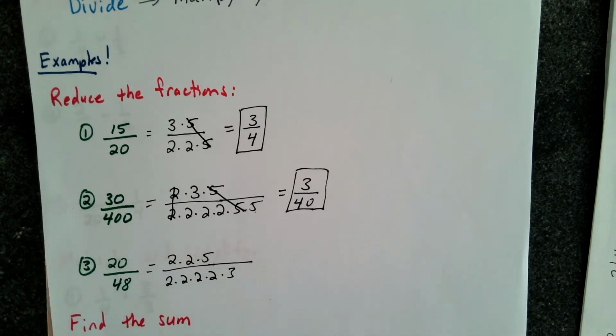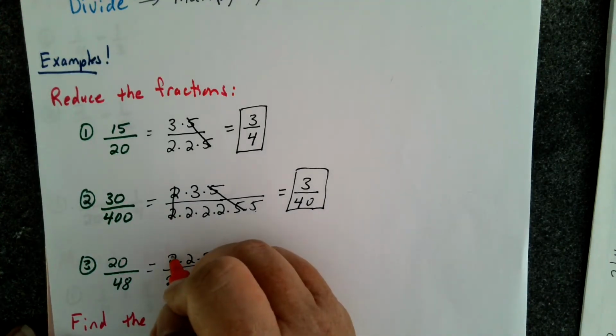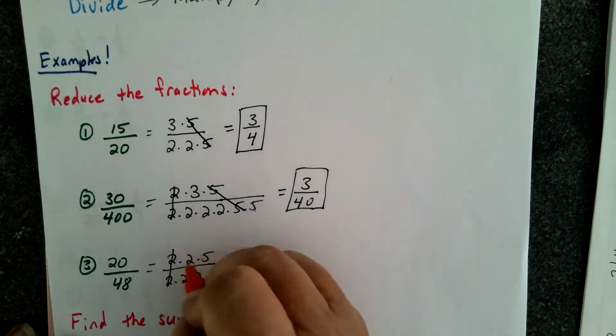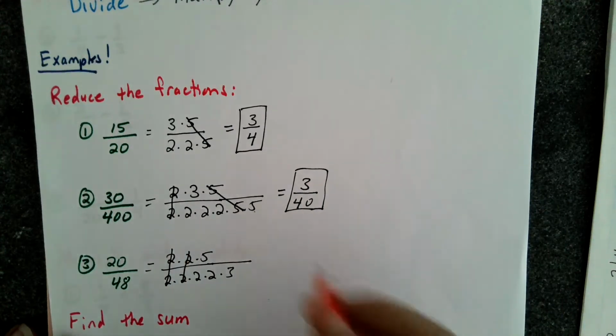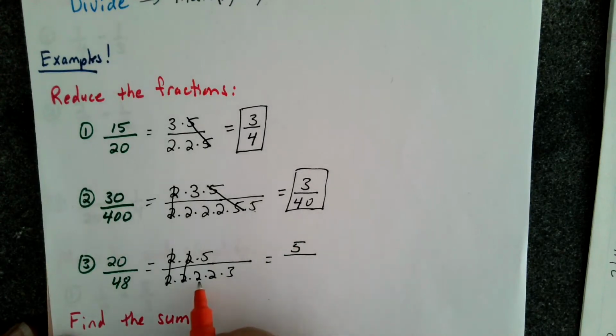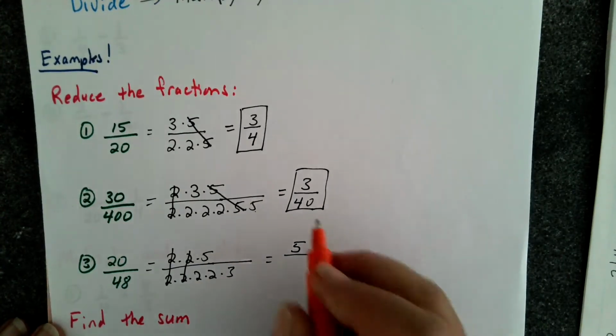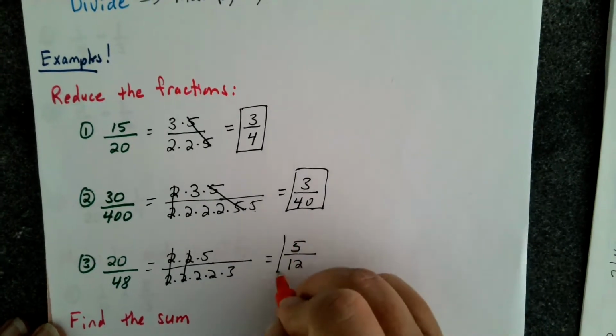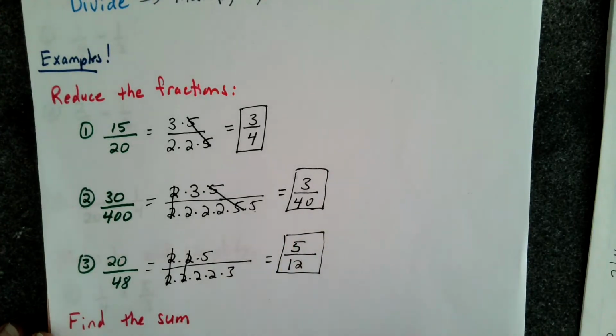So that's its prime factorization. So, sorry, children. And so I can cancel a 2 from the numerator and denominator, cancel another 2 from the numerator and denominator. And in the numerator, I'm left with a 5. And in my denominator, I have 2 times 2, which is 4, times 3, which is 12. So my reduced fraction is 5/12.